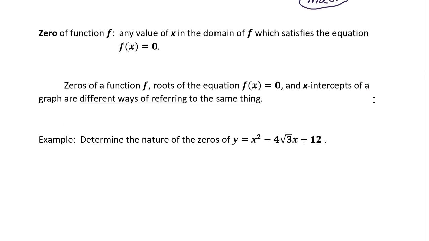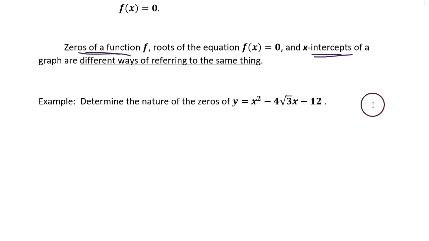The next concept that this lesson is going to talk about is what the zero of a function is. It's any value of x in the function which satisfies the equation f of x equals 0. Zeros of a function, or roots of an equation, or x-intercepts all mean the same thing. If you want to solve an equation for x, that is the same thing as finding zeros of a function. That is the same thing as finding x-intercepts of a graph.